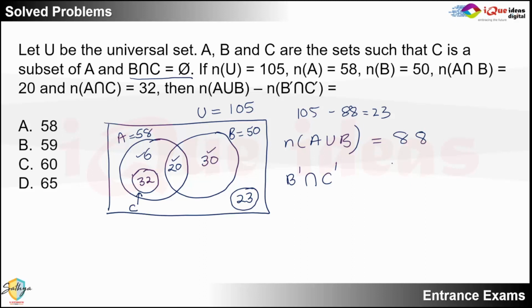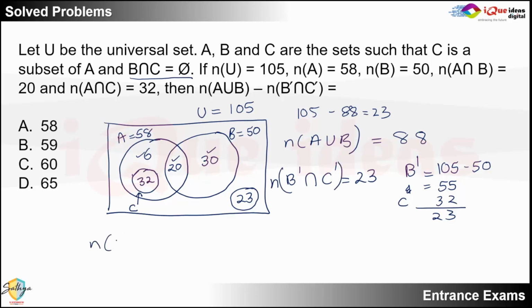So putting it on paper, B complement will be the total of 105 minus the 50, which is equal to 55 elements, from which I subtract the elements of C, which is 32, giving 23. So B complement intersection C complement gives me 23. So the number of elements in this is 23.